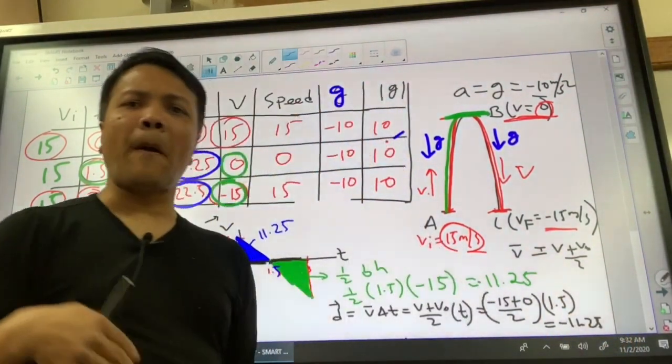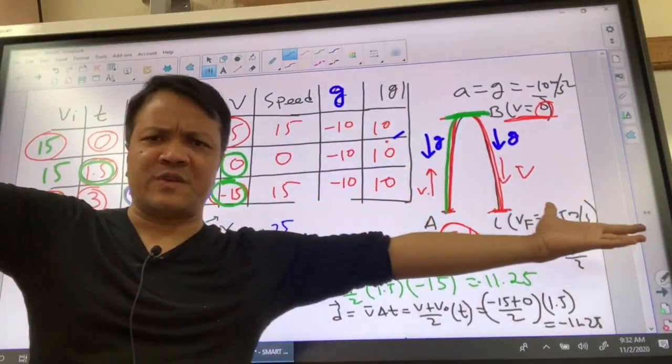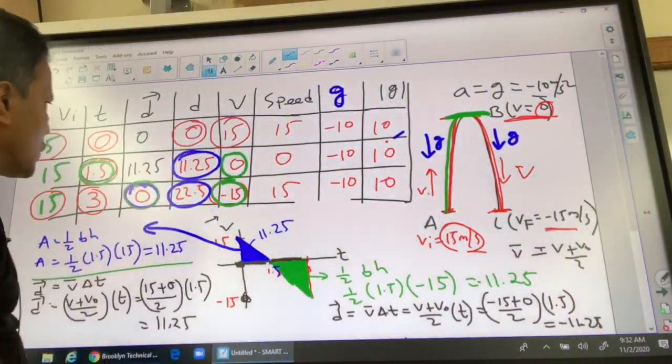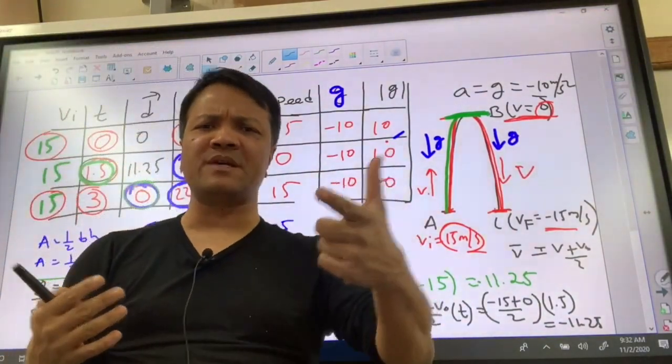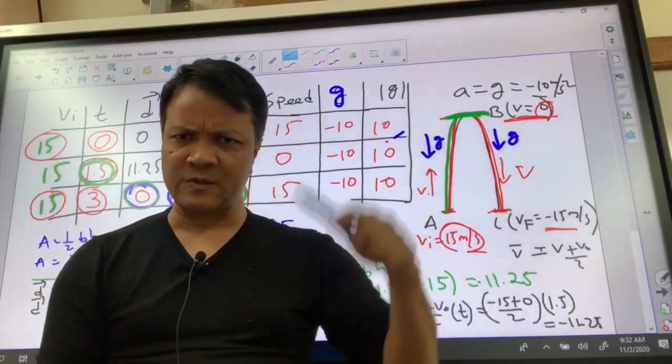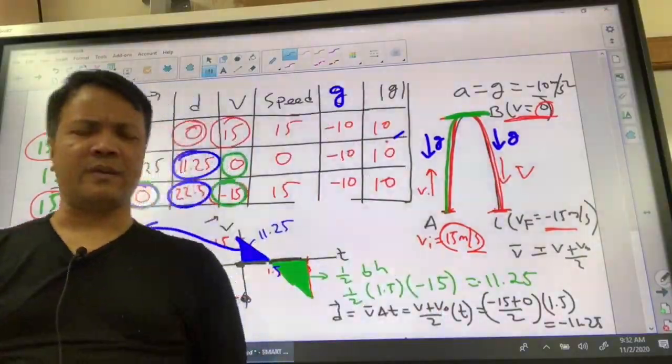So there are hundreds of ways you can do the same thing. Okay, so hopefully you understand this. If you understand this, that means you are in good shape. Next time you're going to do the physics when you throw something down.